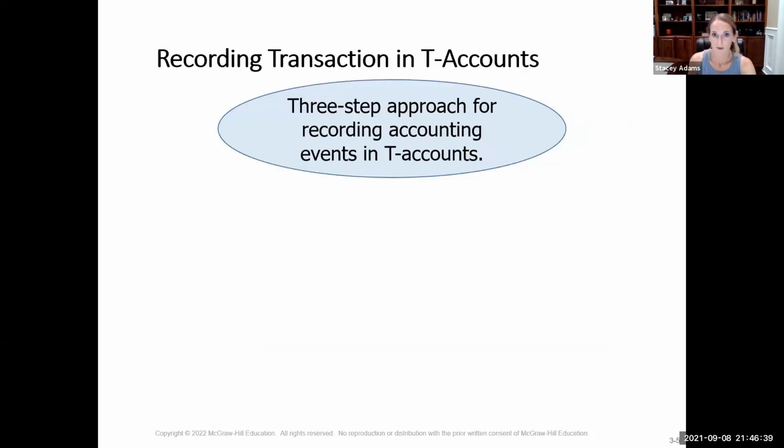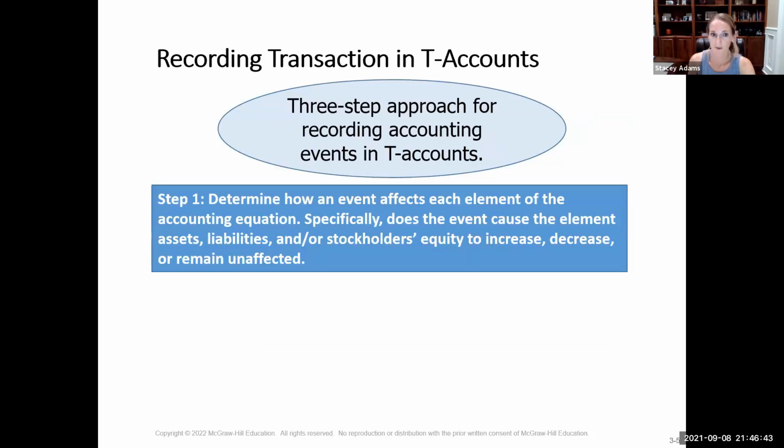When it comes to recording our transactions, we want to walk through it in a three-step approach. So first, we're going to determine how the event affects each element of the accounting equation, meaning what's going to go up and what's going to go down. Are assets going up, liabilities going up, what's happening to the accounting equation? And it's best if you can just explain that in your own words using things like goes up, increase, decrease.